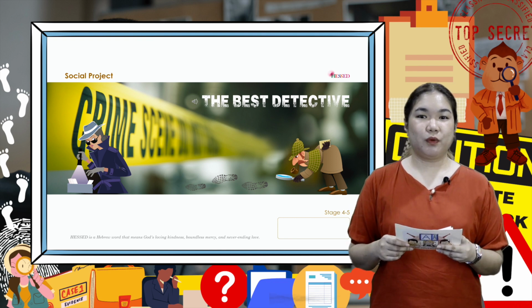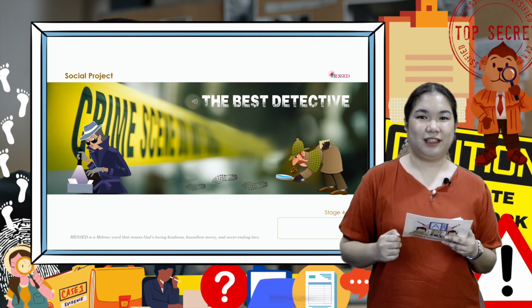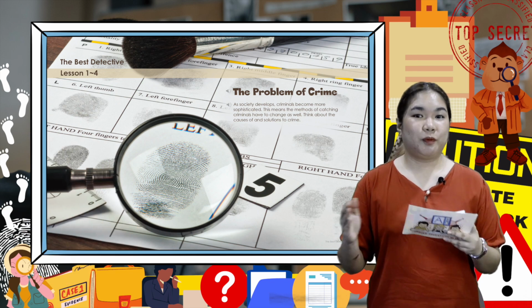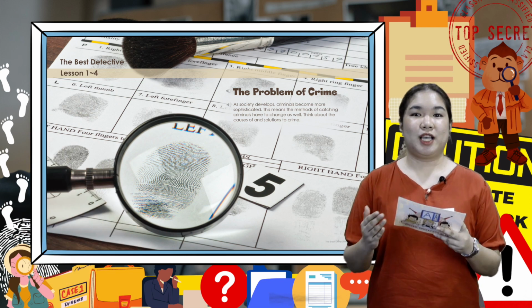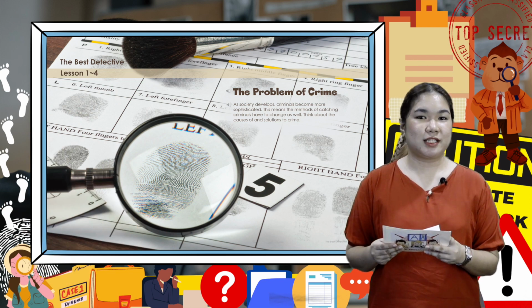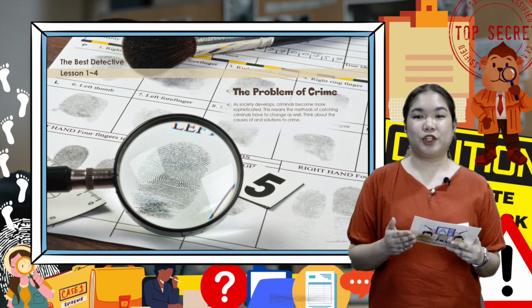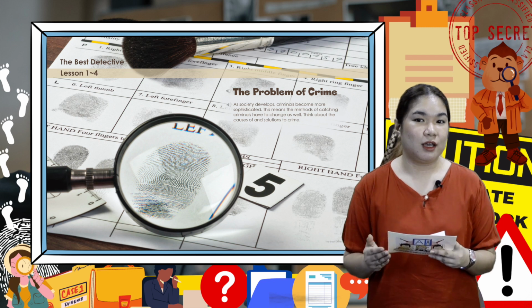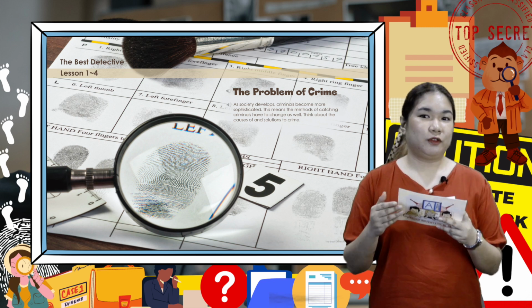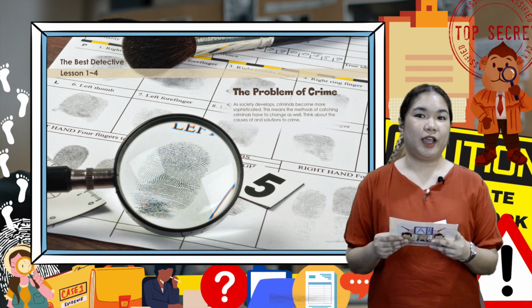And for today, we will discuss the best detective. The problem of the crime. As a society develops, a lot of criminals have become so sophisticated. This means that the methods of catching criminals need to change as well. Now, think about the causes and the solutions of a crime.